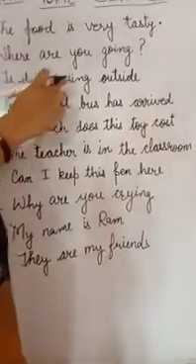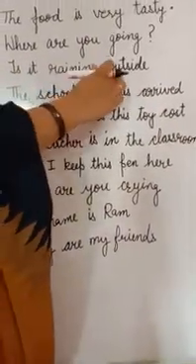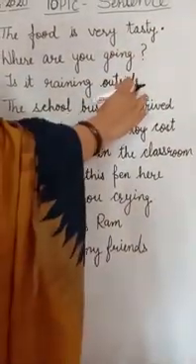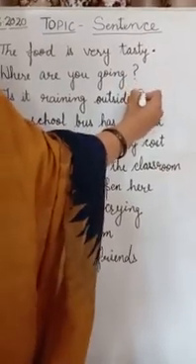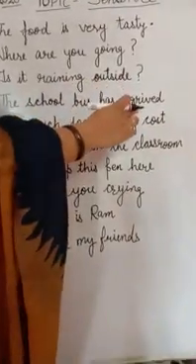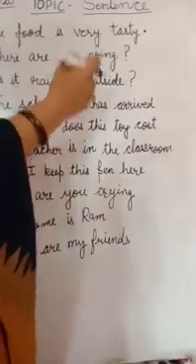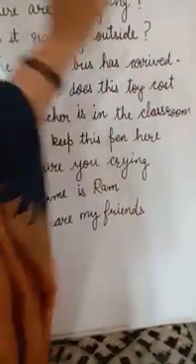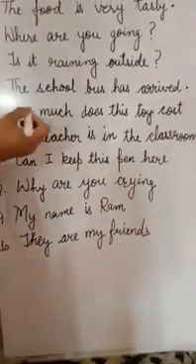Third one, is it raining outside? Here also we are asking question. So, it is a question. So, we will put a question mark here. Fourth one, the school bus has arrived. Here we are telling something. So, it's a statement sentence. So, we will put full stop at the end. Fifth one, how much does this toy cost? Here we are asking the question that how much does this toy cost? So it's a question. We will put a question mark at the end.